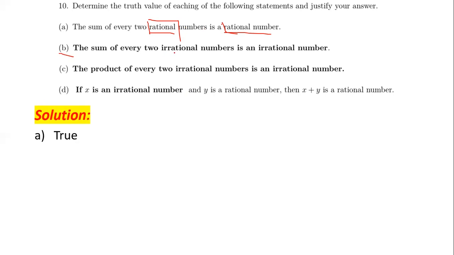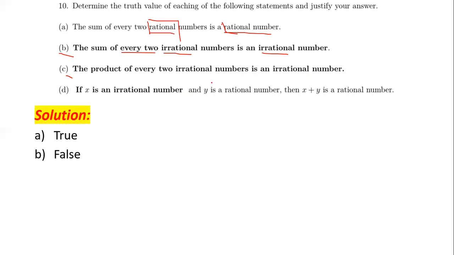The second one, that is B: the sum of every two irrational numbers is an irrational number. So if you take, for example, irrational numbers which are opposite to each other, the sum of any two opposite numbers is 0, so the sum of two irrational numbers can be 0, which is rational. So the truth value for this statement is false, because of the existence of sums of two irrational numbers that are rational.